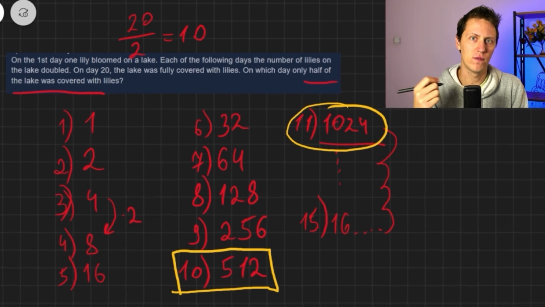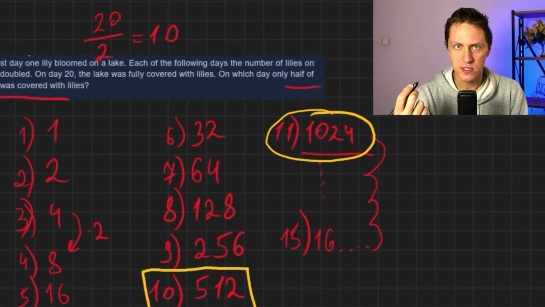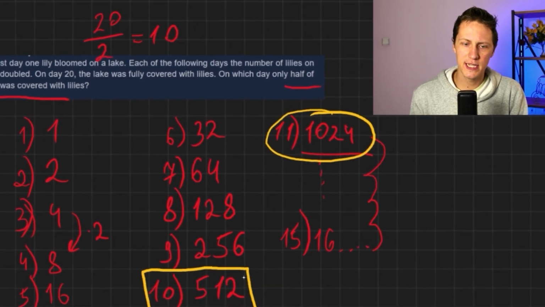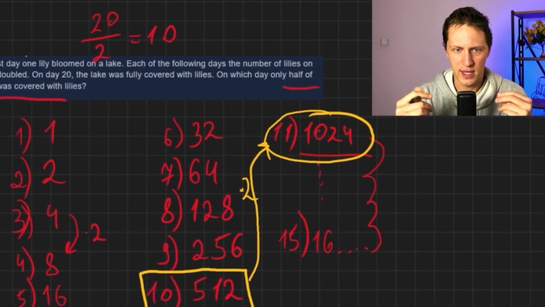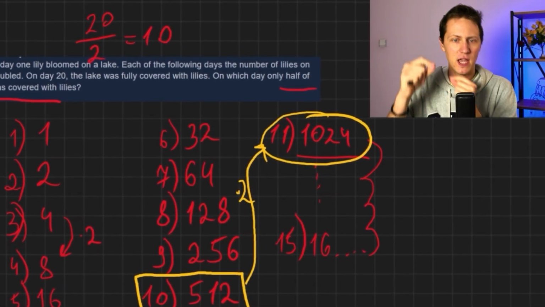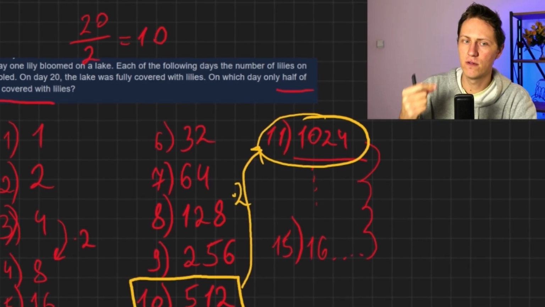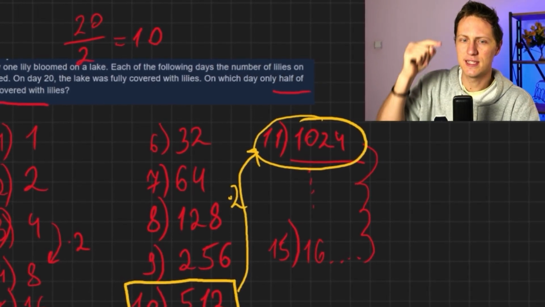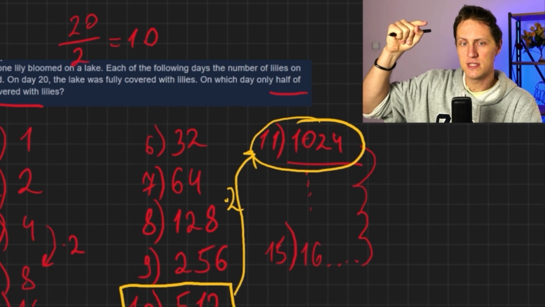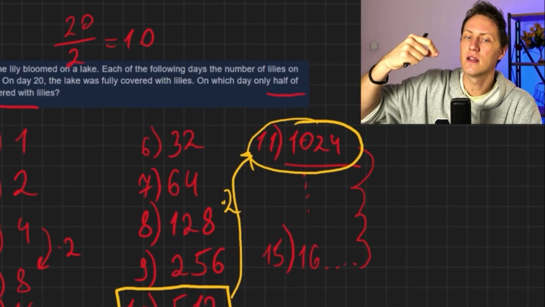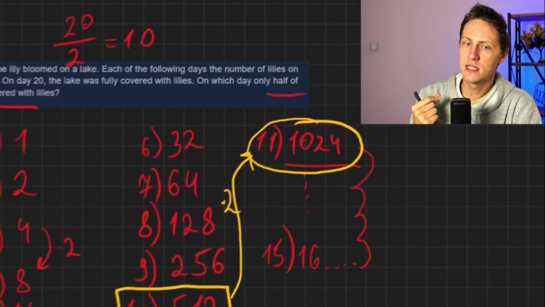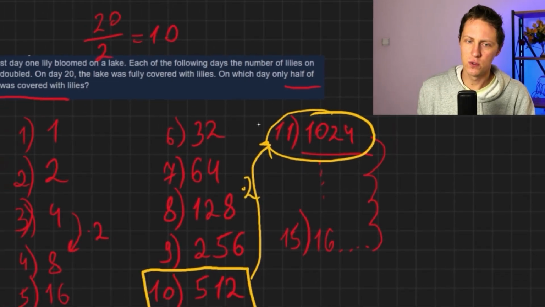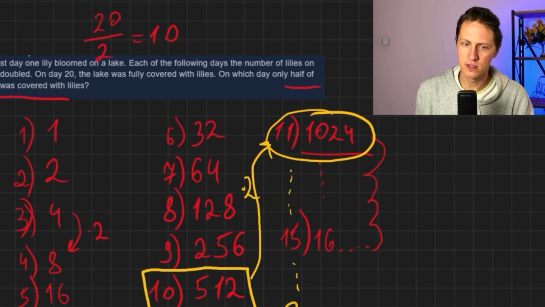If the number of lilies doubles every day, this means that, for example, between day 10 and 11, you have a doubling of the number of lilies. So if you assume that half of the lake is covered with lilies on day 10, then you understand that this would mean that on the 11th day, the full lake is covered by the lilies, and then it is too soon because you have to wait up until day 20.